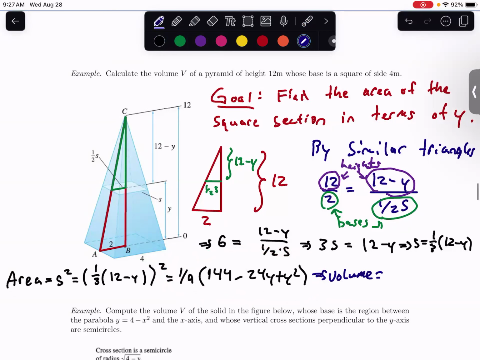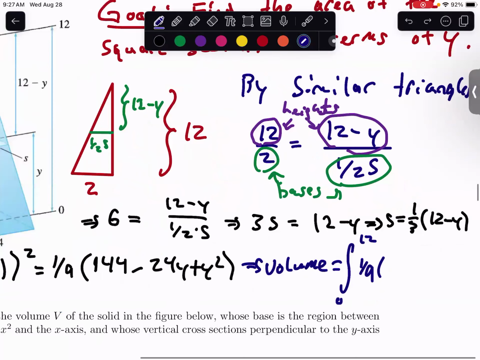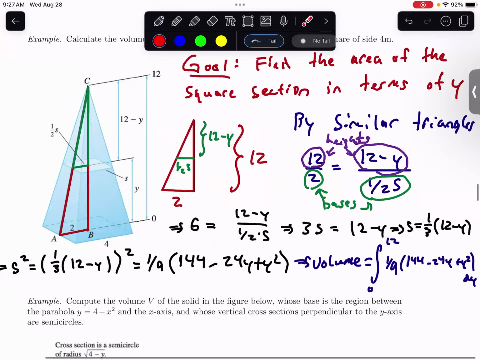I'm definitely going to run out of space here. This is equal to the integral. We're integrating with respect to y, so y goes from y is equal to 0 to y is equal to 12, really just thinking in terms of the height of this pyramid. So this is going from 0 to 12. And then we're doing the integral of 1 over 9 times 144 minus 24Y plus Y squared, dy. I'm going to zoom in really close. I'll zoom out so you can see, I don't know if people are falling behind in writing the notes or not, but I just want to make sure I can squeeze this in.